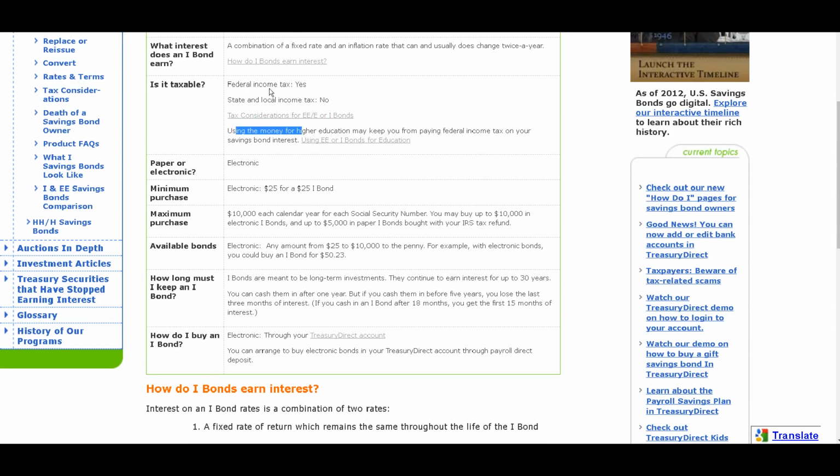And again, is it taxable? Yes, it is taxable at the federal level, not at the state. And you can use the money earned to pay for higher education and keep you from paying federal tax on those savings bonds. So really important to note.